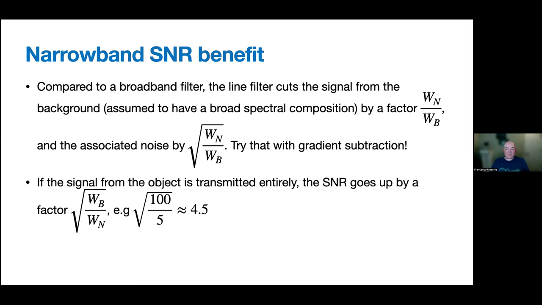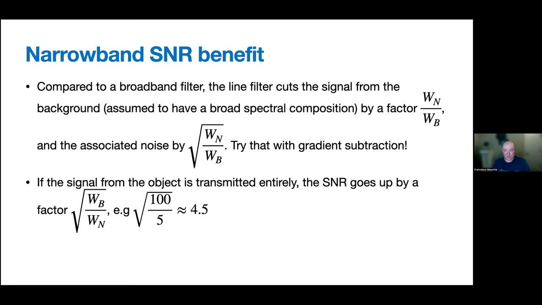So the big benefit of doing narrowband imaging, especially from light-polluted areas, is in the signal-to-noise ratio. If I compare a narrowband line filter to a broadband filter, the narrowband filter cuts the signal from the background by a factor of the ratio between the bandwidth of the narrowband filter divided by the bandwidth of the broadband filter. Then the associated noise will be reduced by the square root of this ratio.